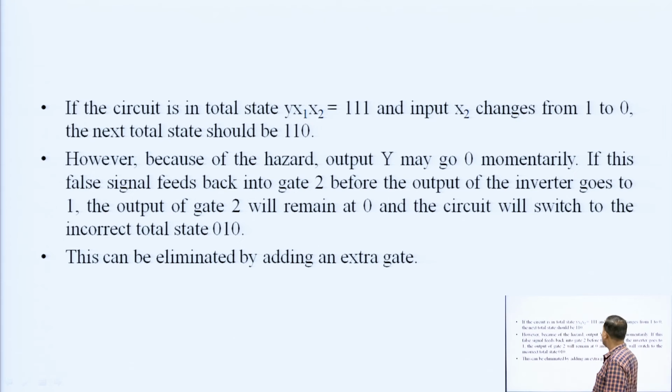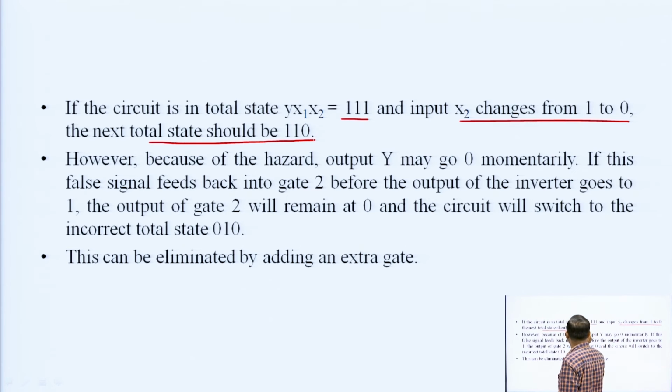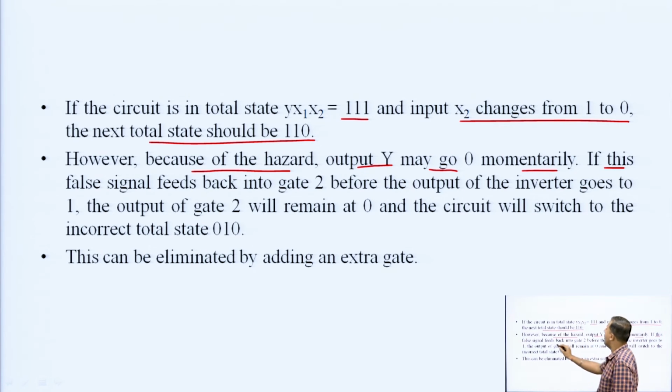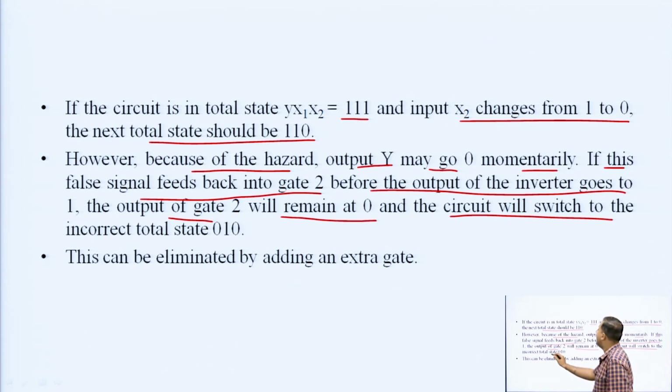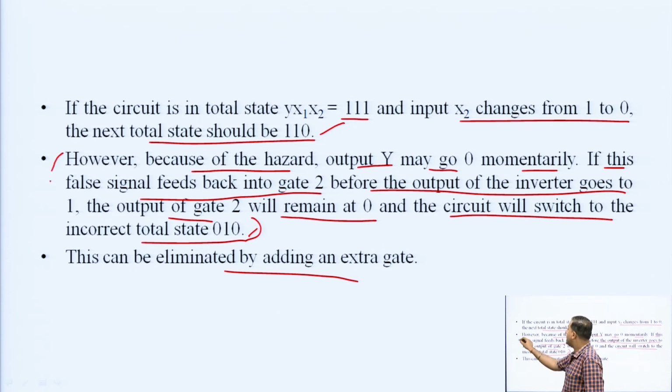If the circuit is in total state y x1 x2 equal to 111 and input x2 changes from 1 to 0, the next total state should be 110. Okay. However, because of the hazard, output Y may go to 0 momentarily. If this false signal feeds back into gate 2 before the output of the inverter goes to 1, the output of gate 2 will remain at 0 and the circuit will switch to the incorrect total state 010. It should go to 110, but it will go to 010. This is the hazard condition, right.